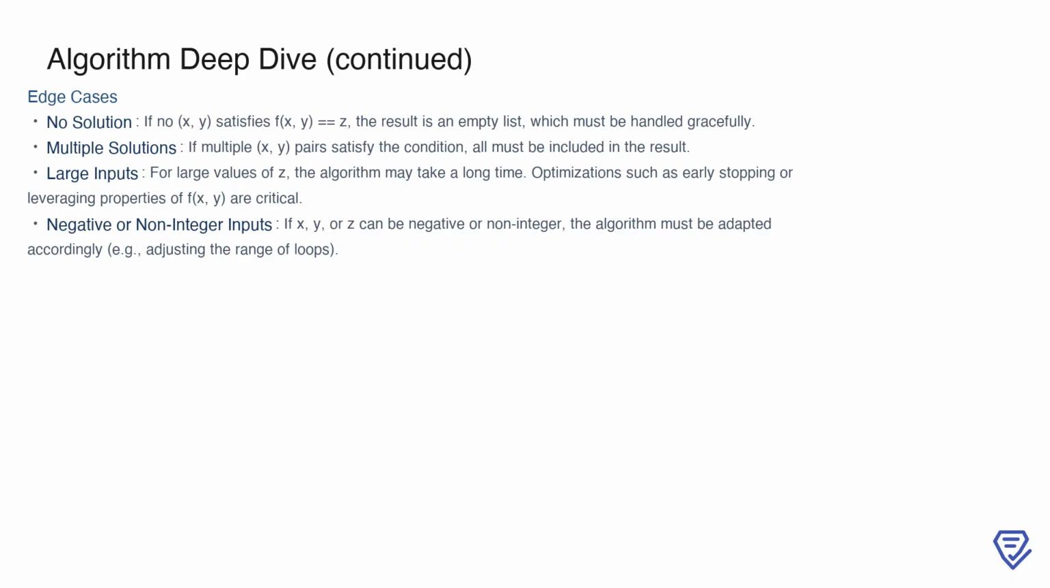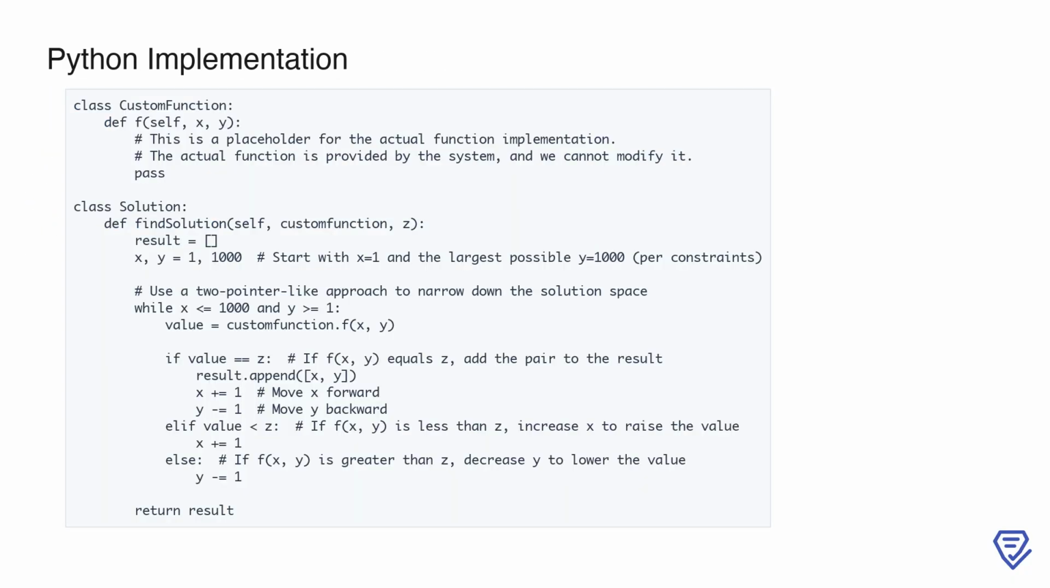The given problem asks us to find all positive integer pairs (x, y) such that a hidden function f(x, y) equals a target value z. The function f(x, y) is monotonic in both x and y, non-decreasing with respect to increasing inputs. This property allows us to optimize the search process.